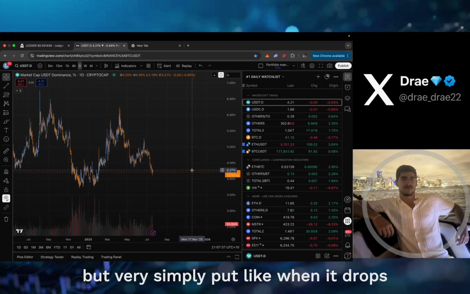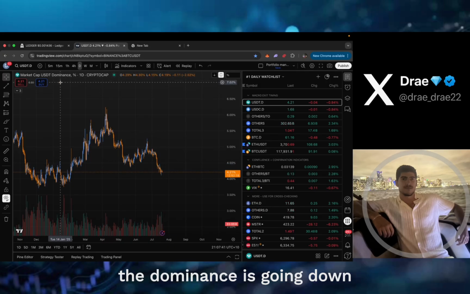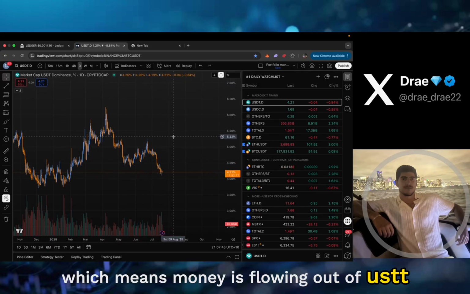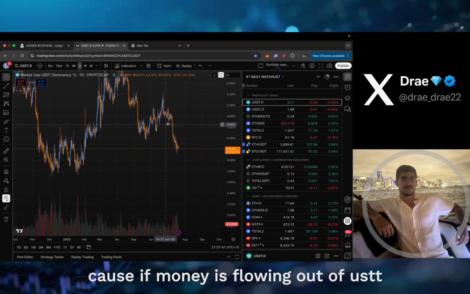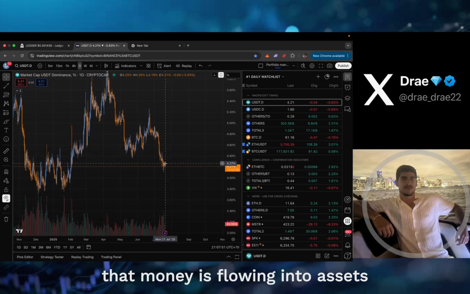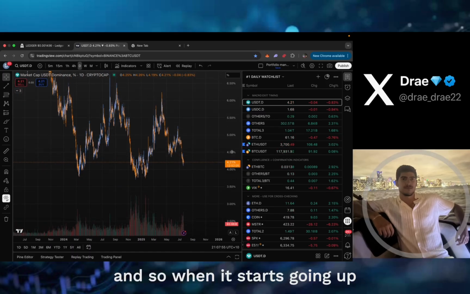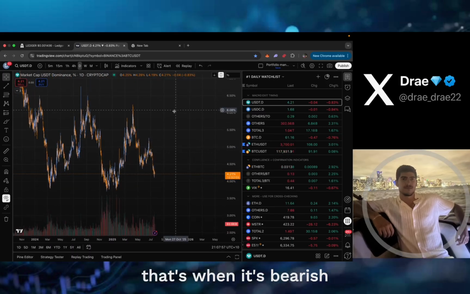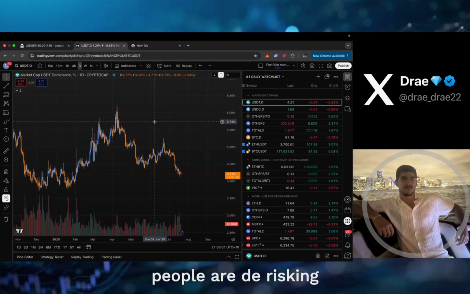But very simply put, when it drops, that means the dominance is going down, which means money is flowing out of USDT, which is good for risk on assets, because if money is flowing out of USDT, it basically always means money is flowing into assets instead of just sitting in stablecoins. And when it starts going up, that's bearish, because money is now flowing into stablecoins, which means people are selling, people are de-risking.